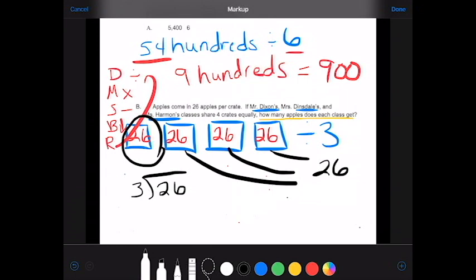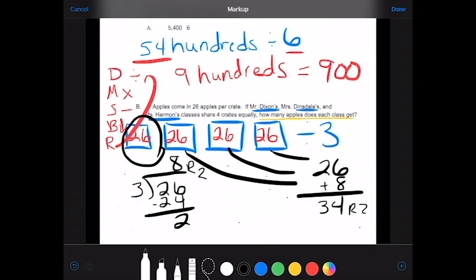Well, 26 divided by 3 doesn't work, but I know 24 divided by 3 is 8. 8 times 3 is 24. Subtract, you get 2. Remainder of 2. Then you add the 8 to that 26, and you get 34. Don't forget your remainder of 2. Still a word problem. You would still write the answer. All right, good job. Let's go on to the next one.